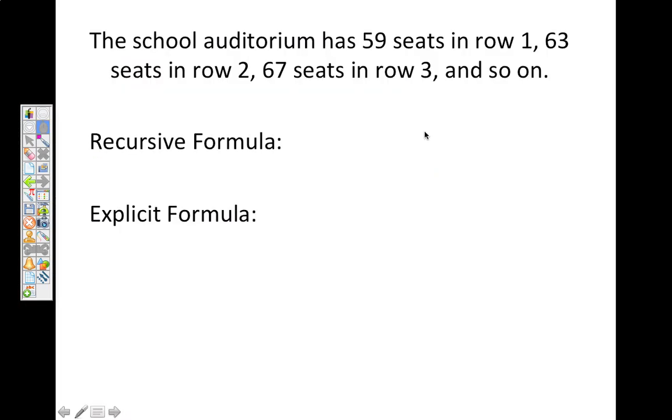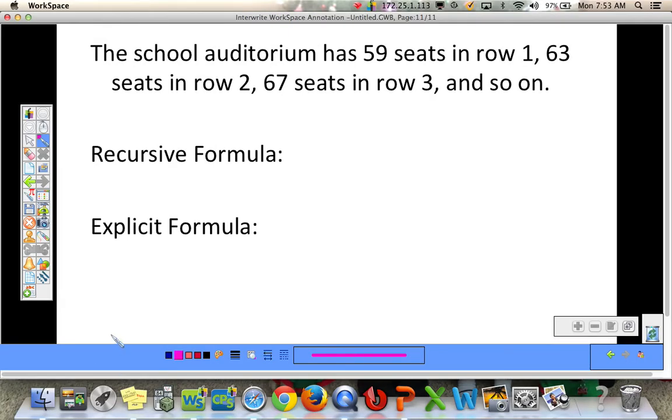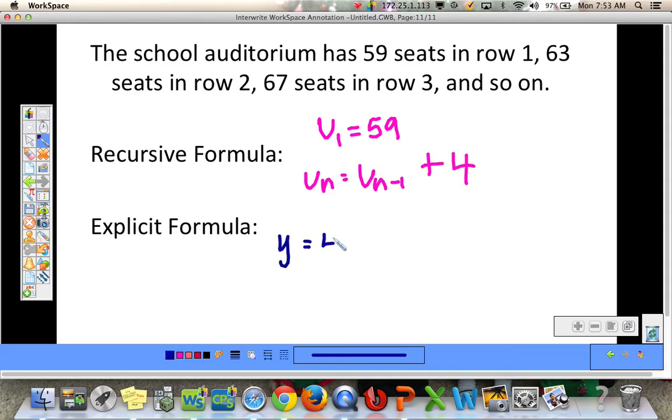So again, this problem should look familiar. We did it before when we started sequences. The school auditorium has 59 seats in row 1, 63 in row 2, 67 in row 3, and so on. The recursive formula: in row 1, there's 59 seats. For any row, you take the row before it, and you add 4 to that. The explicit formula, the slope is 4. The y-intercept is not row 1, but would be how many seats are in row 0, so subtract 4 from 59, and that would give you 55.